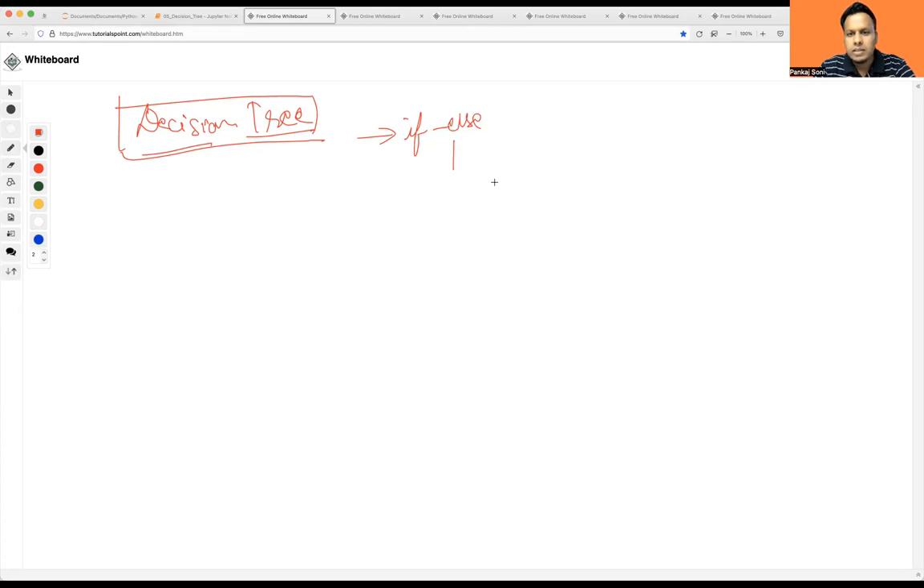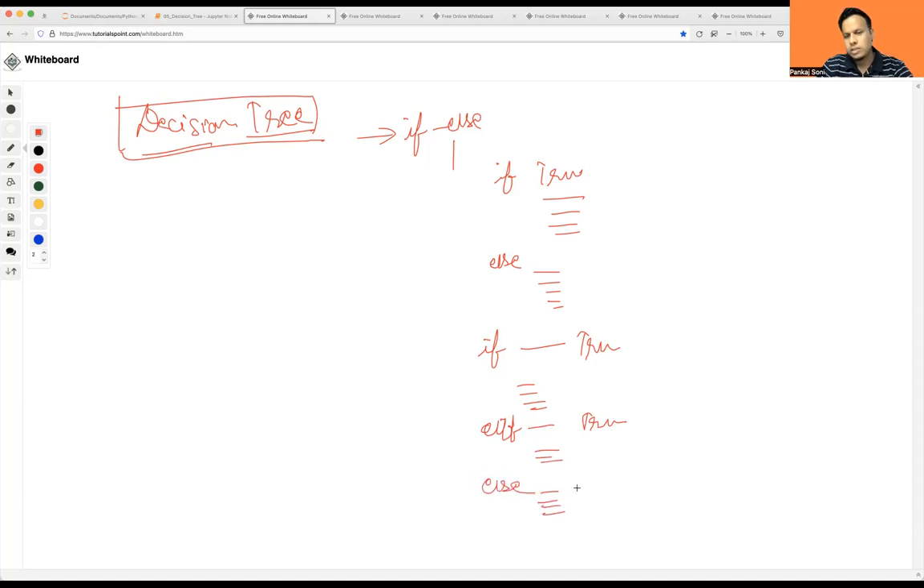Let's say you have some condition. If this condition is true, do this, correct? Else, do this, correct? If you have multiple if else conditions, if this condition is true, then do this; else if this condition is true, do this; else, do this, whatever statement you have written. Based on that, you are forming a tree kind of structure, and that's what we are going to see here: the decision tree, and how it is made.